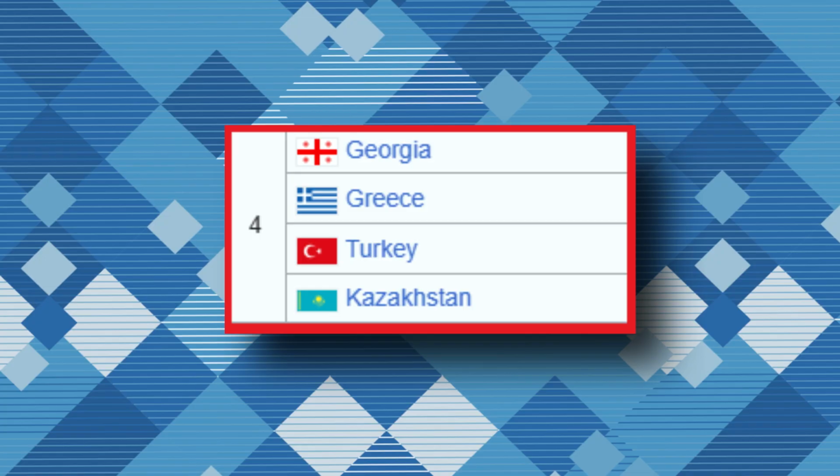And in pot 4, we have Georgia, Greece, Turkey or Kazakhstan. Turkey are definitely capable of causing an upset. All of these teams are teams that England haven't played that often in recent years. So again, I'd be interested to have every single one of them. Kazakhstan is obviously the one that jumps out in terms of being a huge distance to travel. So that would be interesting if we were to draw Kazakhstan. I don't actually know if England have played Kazakhstan before or what the history is there, but it would be a very different fixture.